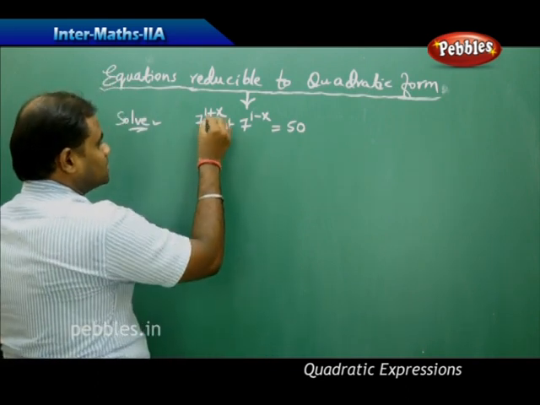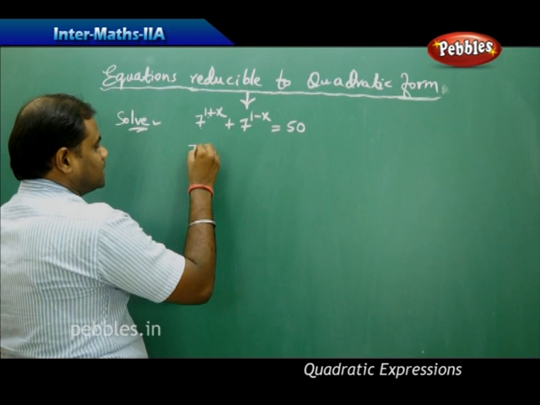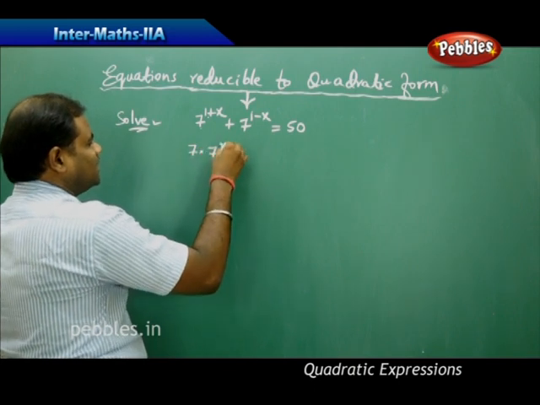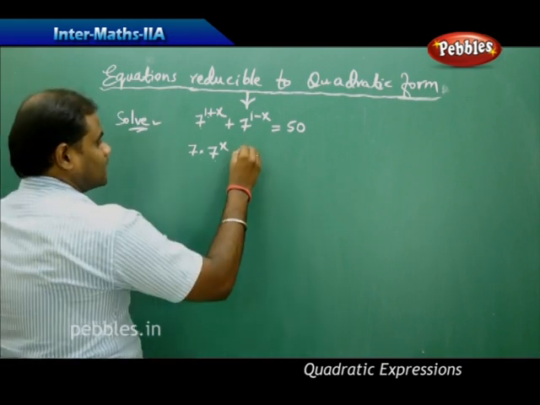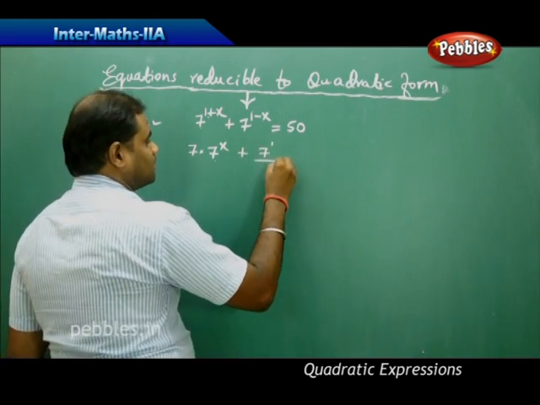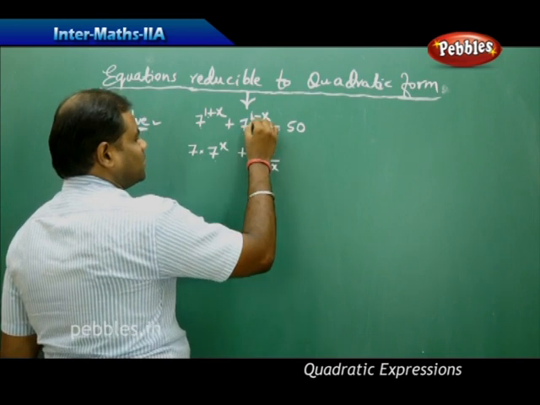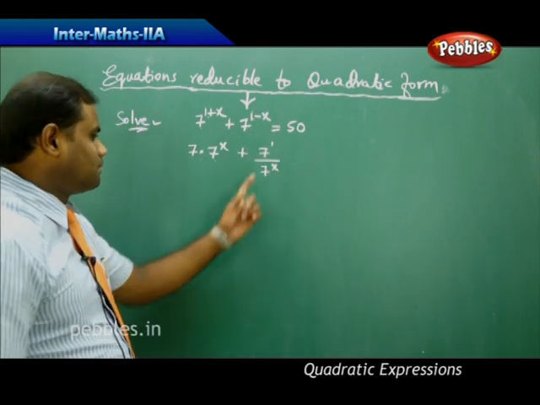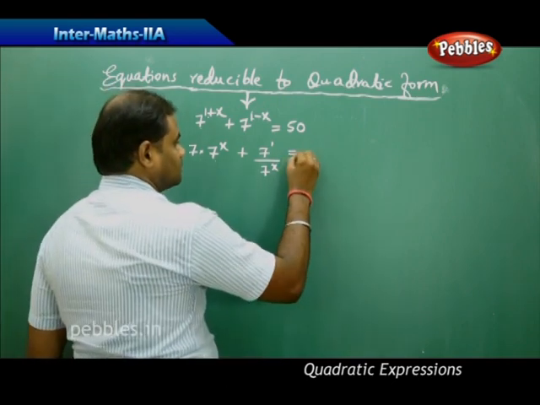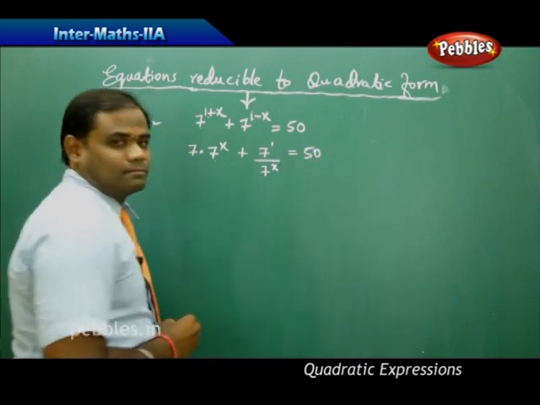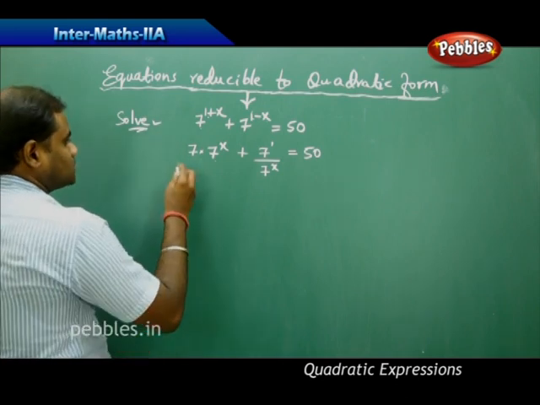So for example, 7 power 1 plus x I split using the law of index: a power m plus n is a power m times a power n. This can be written as 7 power 1 by 7 power x, because a power m minus n is a power m by a power n, the law of index, which is equal to 50.